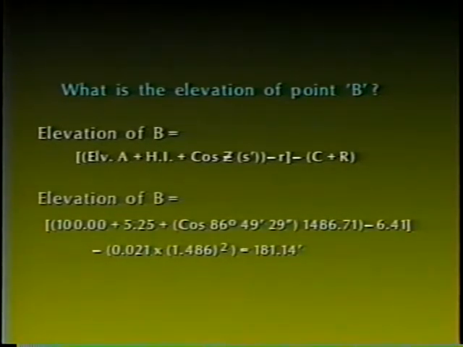The elevation of B is equal to the elevation of A, 100 feet, plus the HI of the instrument, 5.25 feet, plus the cosine of the zenith angle, 86 degrees, 49 minutes, 29 seconds, times the slope distance of 1,486.71 feet, minus the HI of the prism, 6.41 feet, and minus the correction for curvature and refraction, 0.021 times 1.486 squared, to equal 181.14 feet for point B. Notice in this example the correction for curvature and refraction, about minus 0.05 feet, must be included.